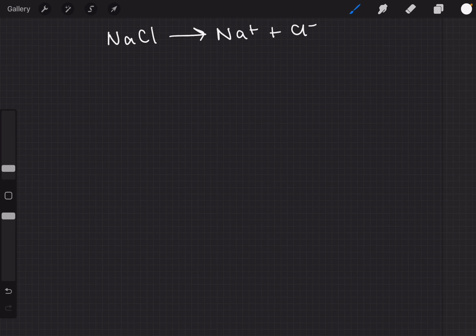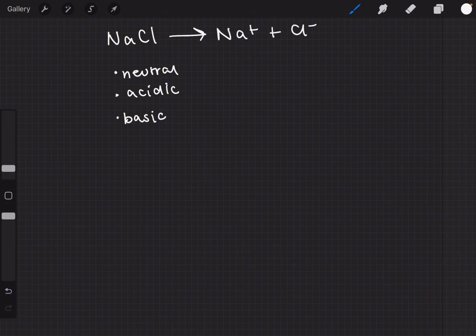Now we have three different types of salts: neutral, acidic, and basic. And how you determine whether a salt is neutral, acidic, or basic is by looking at which acids and bases need to have reacted to form that salt.